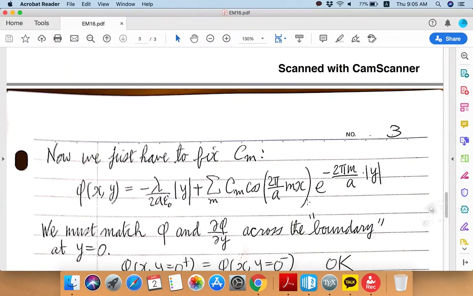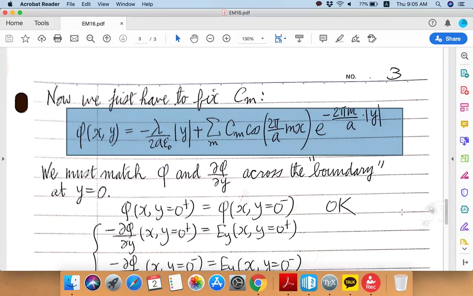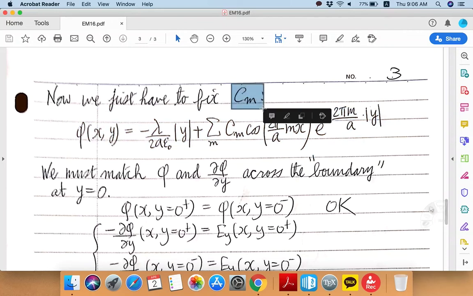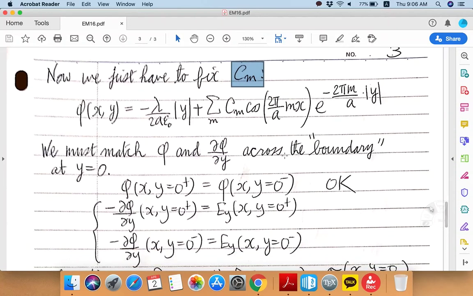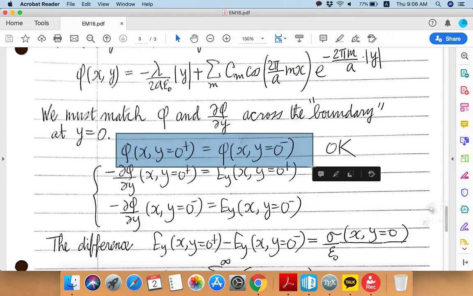Okay, so now we are able to nail down the exact form of the potential slightly better, like this. And then you see that the only remaining job is to fix these coefficients Cm. So how do we do that? Well, there's something called boundary condition matching in electrostatics. And the condition says the potential across the boundary must be continuous.